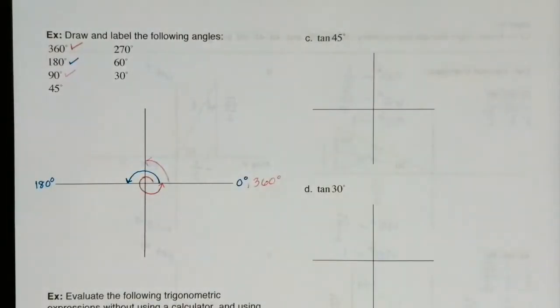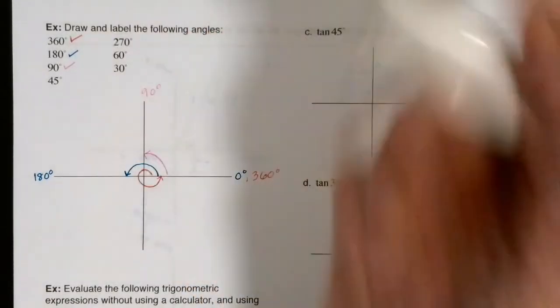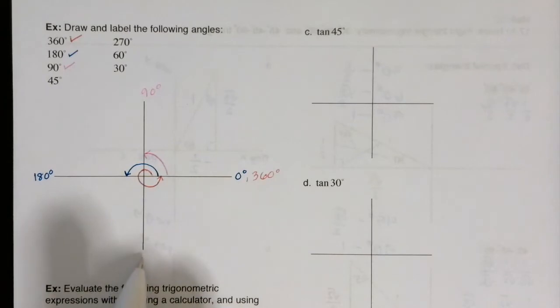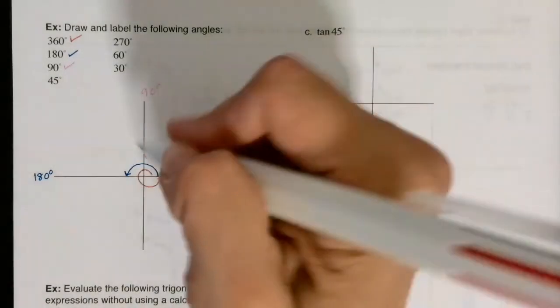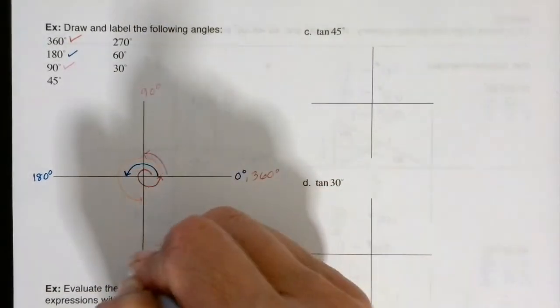All right, so now 270. Where the heck would 270 be? Well, we already know that we have 90 and then 180. What is 180 plus another 90 degrees? That's actually 270 degrees. So right here, all the way to here, is 270 degrees. And you guys, math is so awesome.